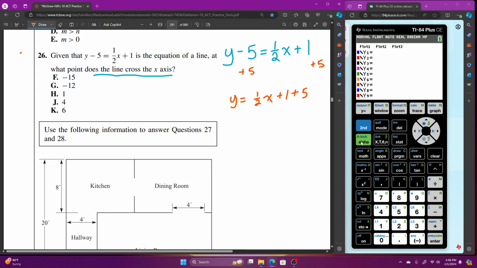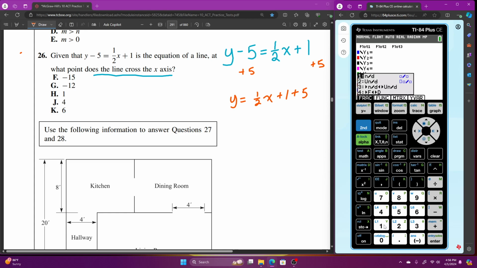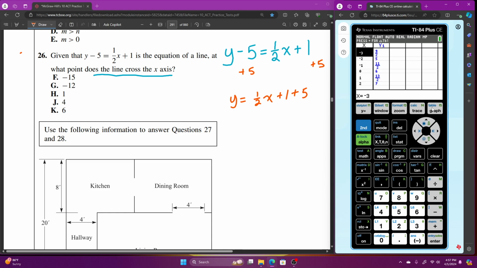So let me put in my fraction, alpha y equals, option 1, 1/2 x plus 1 plus 5. Copied it, graph it, and I can't see on my graph, but I can go straight to my table. Second graph gives me the table. What is x when y is 0? That's where it's crossing the x-axis. Oh, there it is. Y is 0 when x is -12.